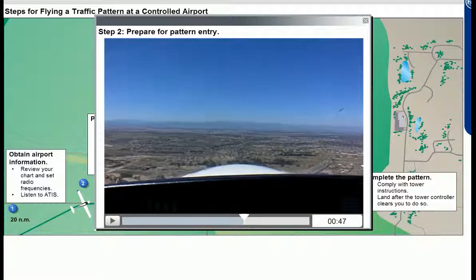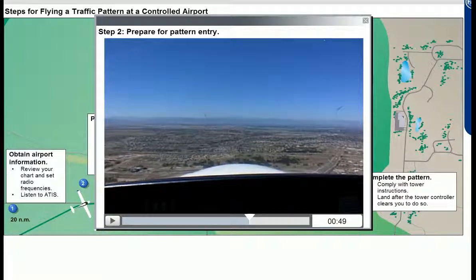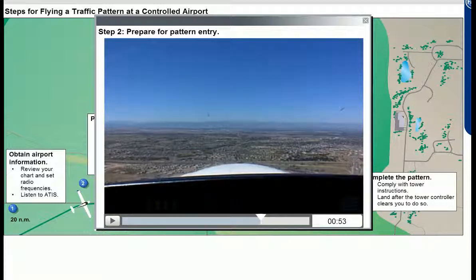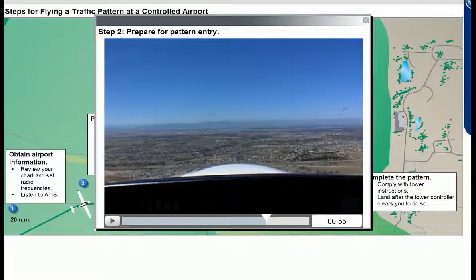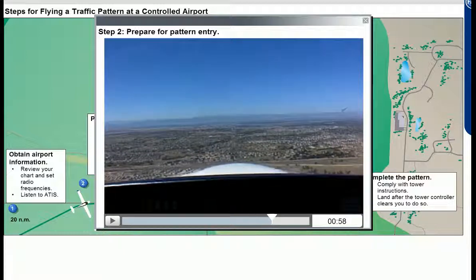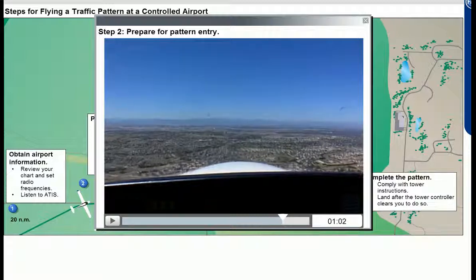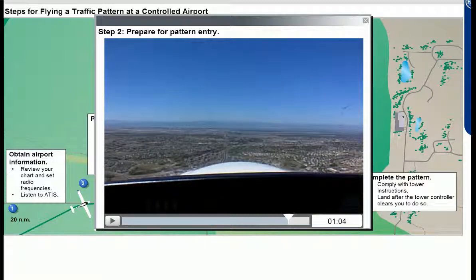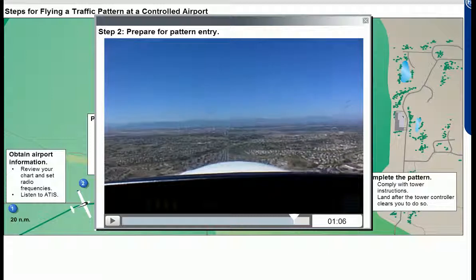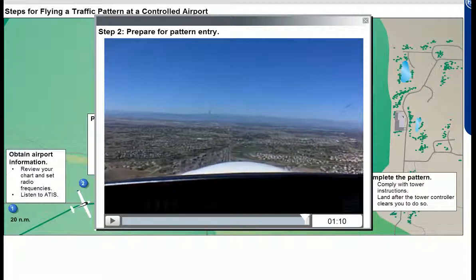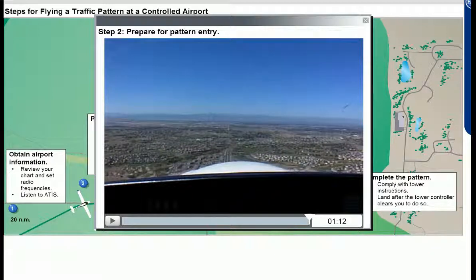The wind was 180 at 5, and the runway we're using is 17 left. There's really no terrain or obstacles we have to worry about at this airport. The airport elevation is 5885, so our traffic pattern altitude is going to be 6885. And we're going to be entering a left base for 17 left. Another thing you can do as we get closer to the airport is start your before landing checklist so you have less to do as you're entering the traffic pattern.